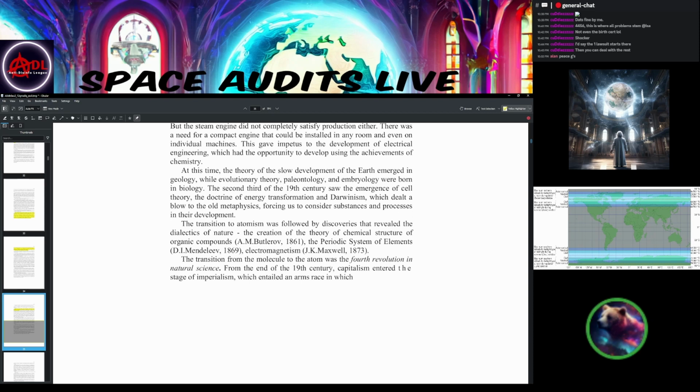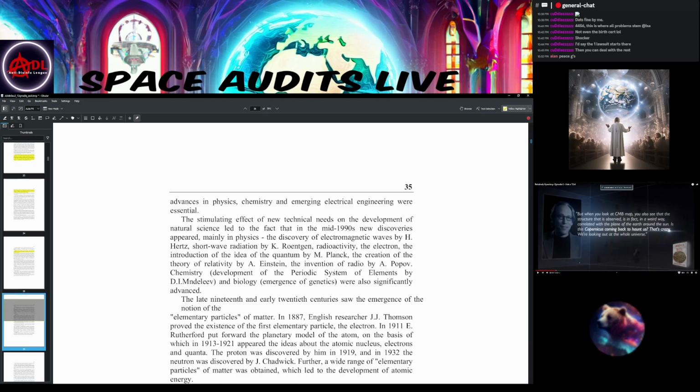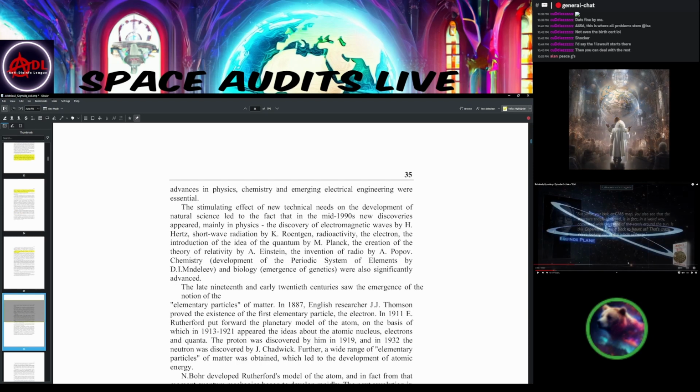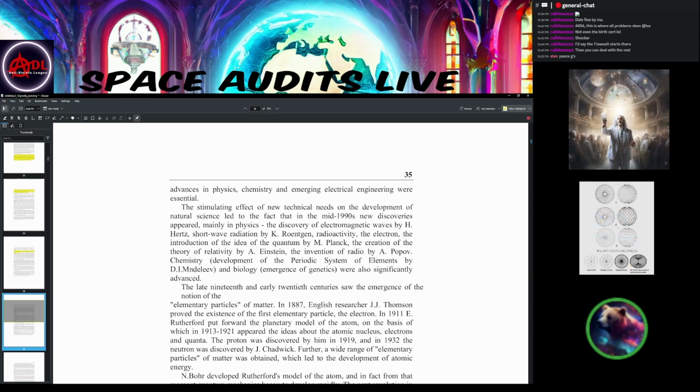From the end of the 19th century, capitalism entered the stage of imperialism, which entailed the arms race, in which advances in physics and chemistry and emerging electrical engineering were essential. The stimulating effect of new technical needs on development of natural science led to the fact that in the mid 1900s, new discoveries appeared mainly in physics.